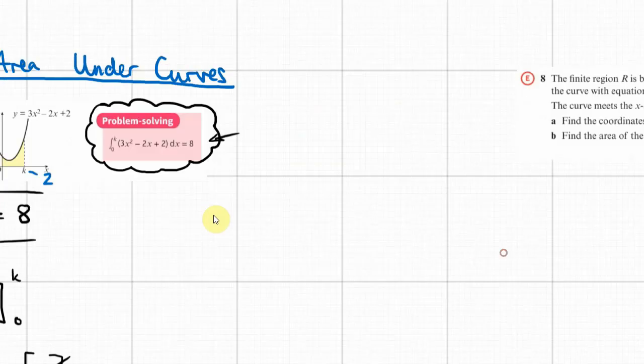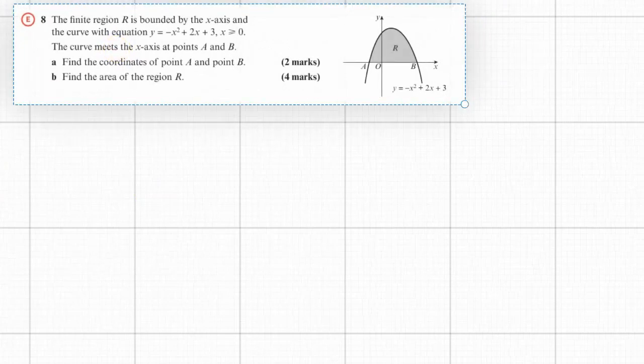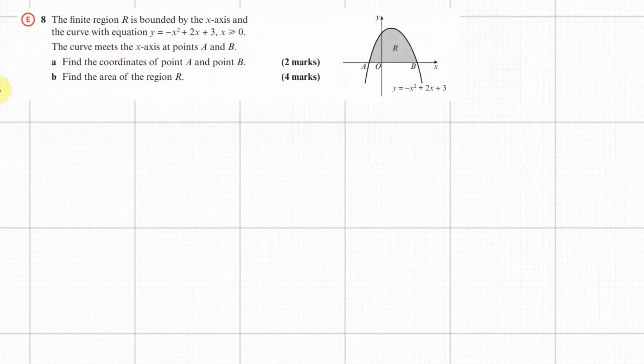Okay. Where'd I put my next question? Up high. Finite region R is bounded by the curve and the x-axis. Find the coordinates of A and B. Only 2 marks. It should be a nice easy one.